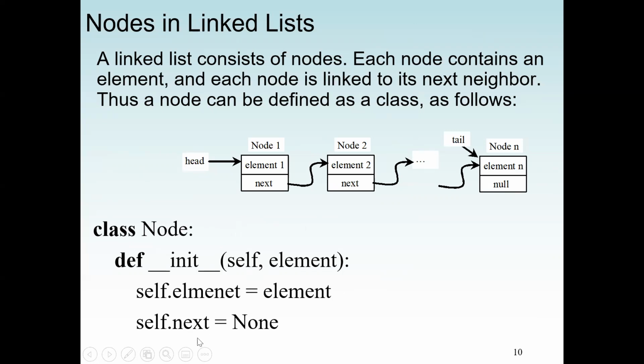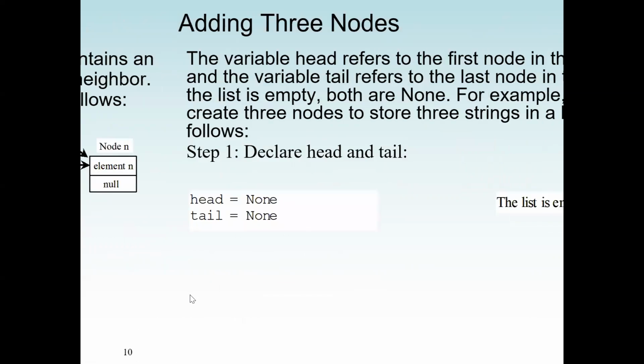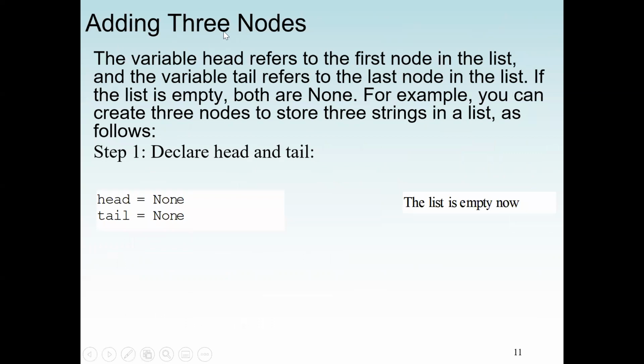Here we assign None to the next because it's not pointing to any address yet. And the element will be the data or the information for that node. So again, that's the syntax for Python creating the class Node. Now we want to add 3 nodes.